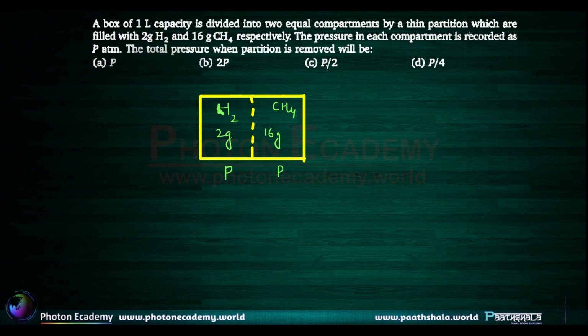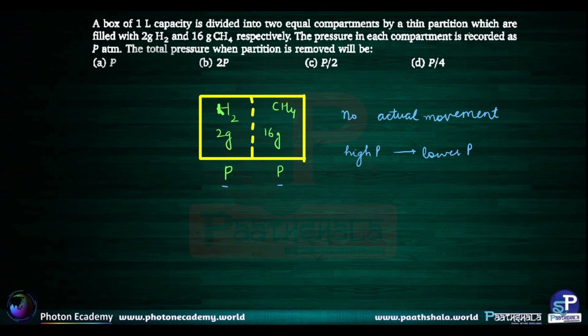Now, there are two ways of understanding this particular question. Let's say if the pressure on both the sides is equal, as soon as you would remove the partition, there would be no actual movement of molecules. Why? Because generally the movement of molecules happens to equalize the pressure on both the sides. Because the molecules move from a region of higher pressure to a region of lower pressure. And ultimately, equilibrium is reached when the pressure of both the compartments becomes equal.